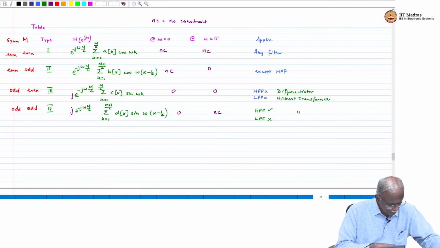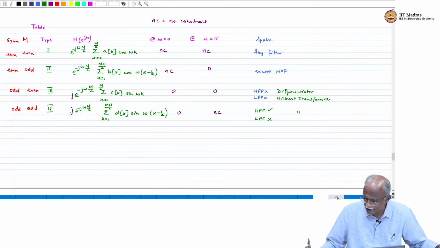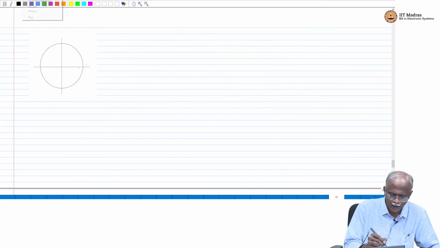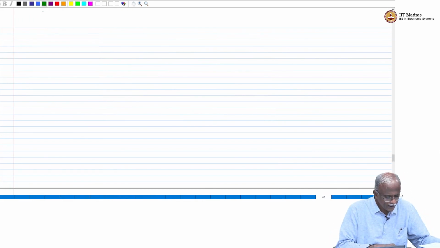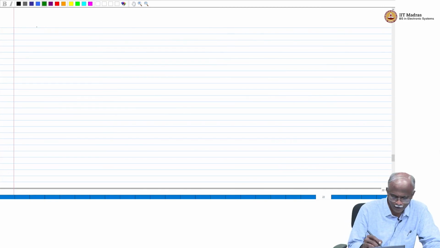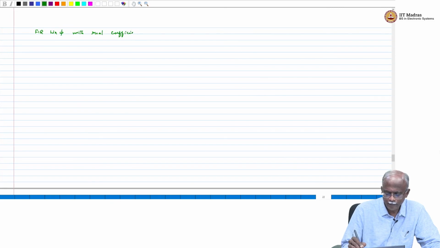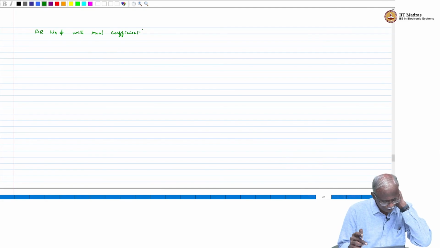Okay. I want you to also keep in mind one more important result that comes from the study of linear phase systems. Before we move into actually designing filters, let me explain this particular aspect. If you have an FIR linear phase system with real coefficients, all of type 1, type 2, type 3, and type 4 had real coefficients.